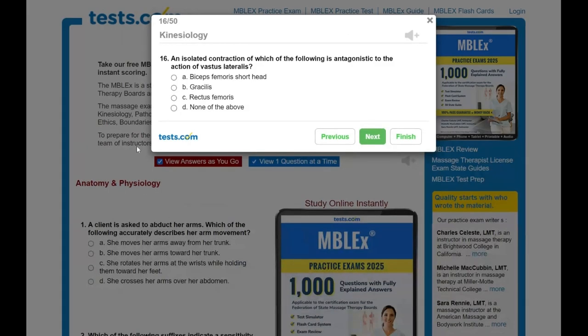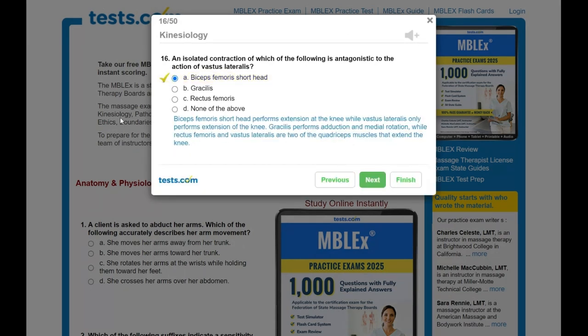Question 16. An isolated contraction of which of the following is antagonistic to the action of the vastus lateralis? A. Biceps femoris short head. B. Gracilis. C. Rectus femoris. D. None of the above.